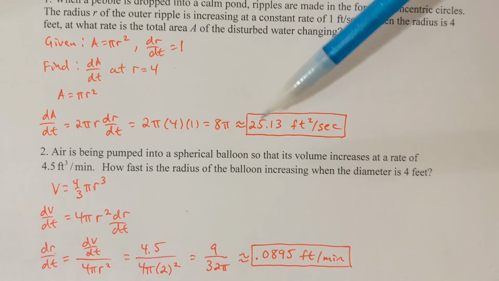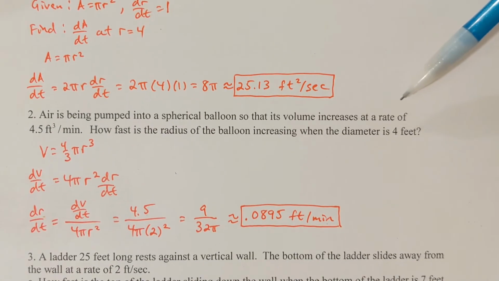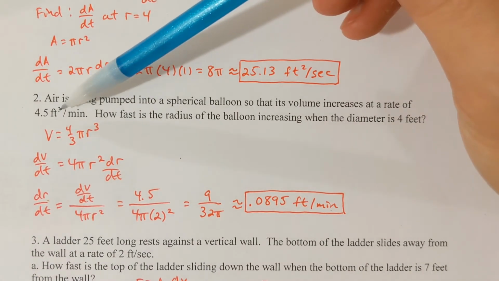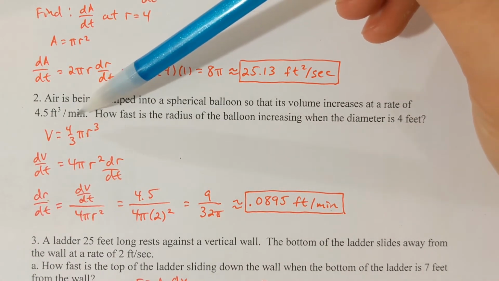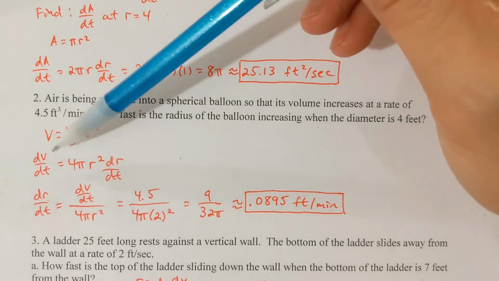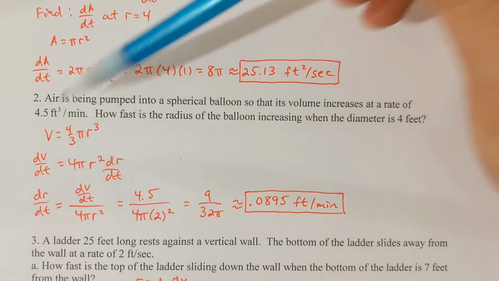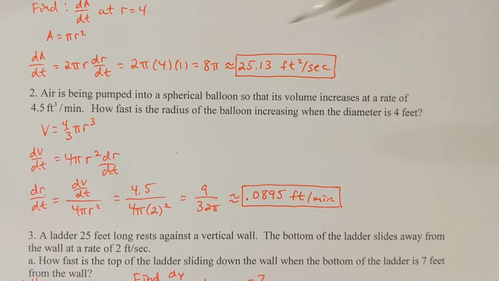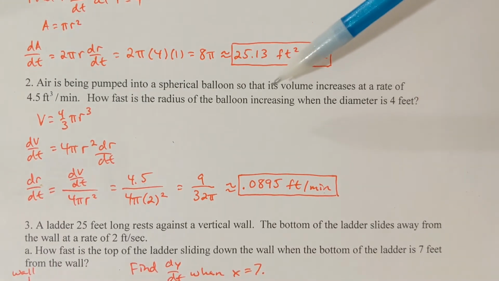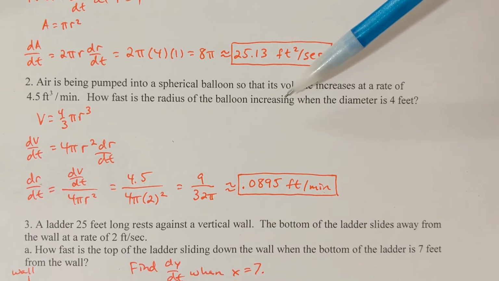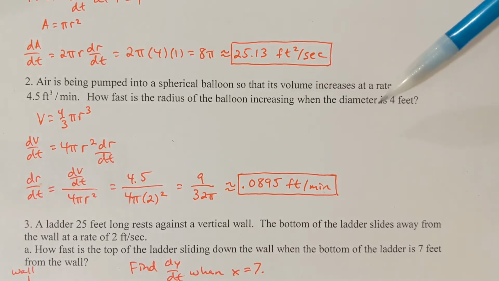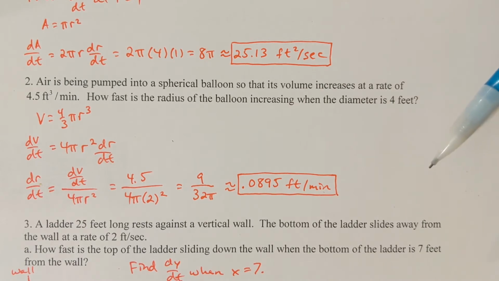So the volume is increasing at a rate of 4.5 cubic feet per minute. They're telling me dV dt. They're telling me how the volume is changing over time. So dV dt is 4.5. How fast is the radius of the balloon increasing? Well, that's going to be dr dt when the radius is 2 feet. R is 2.